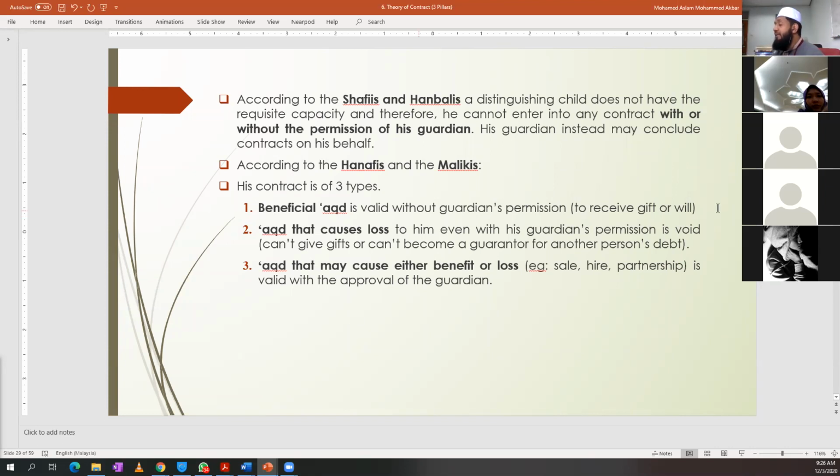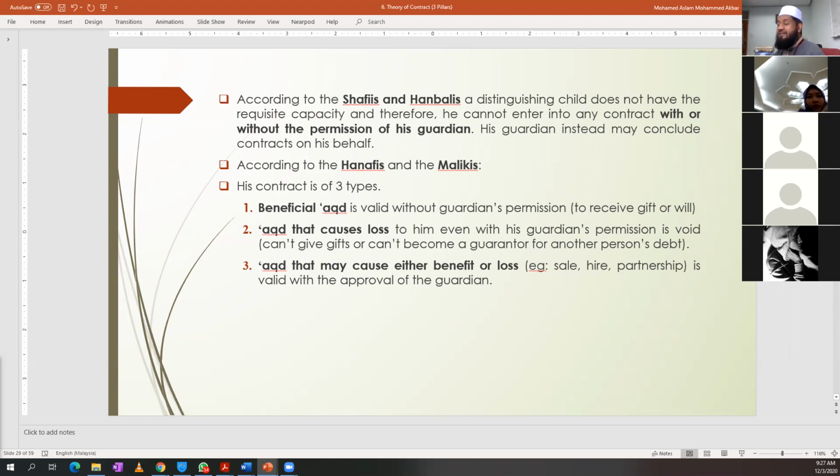Even if there is some transaction, not necessarily business, because in business we don't know whether it goes to loss. I'm talking about, let's say, spending something for somebody. Let's say suddenly he wants to offer food for everybody. He cannot do it, with or without the permission of the guardian, because that's something causing loss. He can only do that once he becomes an adult. He cannot cause himself loss.